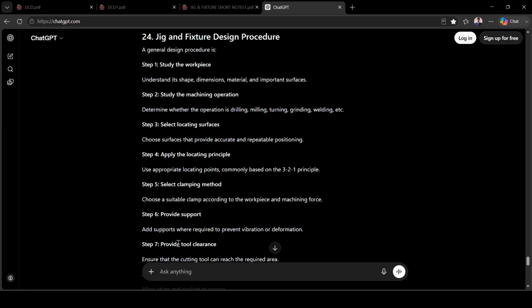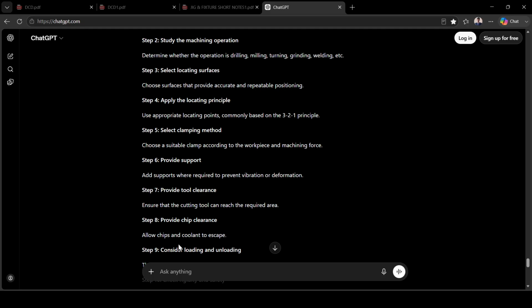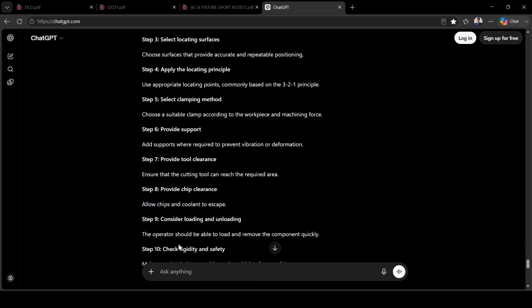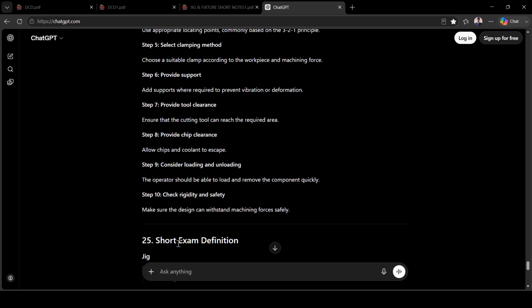Select the clamping method: choose a suitable clamp according to the workpiece and machining force. Provide support: add supports where required to prevent vibration or deformation. Provide tool clearance: ensure that the cutting tool can reach the required area. Provide chip clearance: allow chips and coolant to escape. Consider loading and unloading: the operator should be able to load and remove the component quickly. Check rigidity and safety: make sure the design withstands the machining force safely.